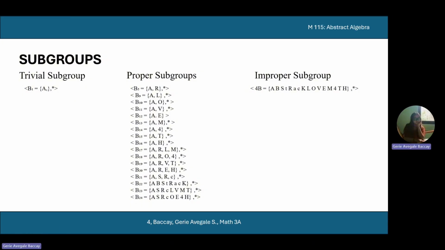Now, a lattice diagram is a visual representation of the subgroups of a group, organized based on inclusion. That is how subgroups are contained within one another.